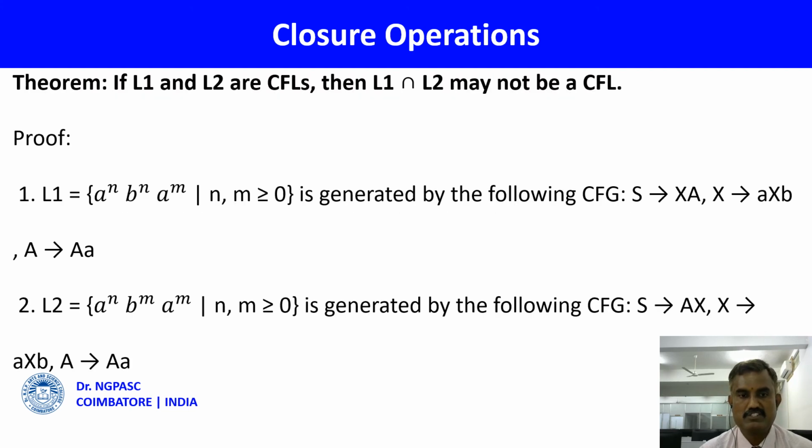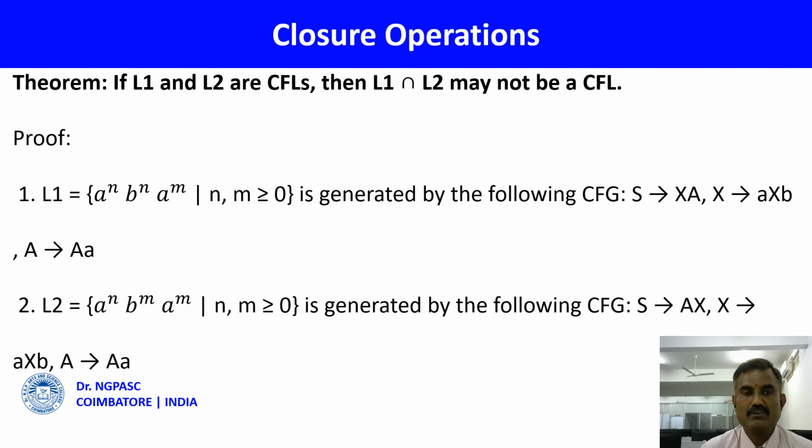Next one is intersection. In the previous theorems we proved that context free languages are closed under union, closed under product, and closed under star. This property fails only for intersection. That means if L1 and L2 are two context free languages, then their intersection L1 intersection L2 may not be context free. To prove this, we use this example.